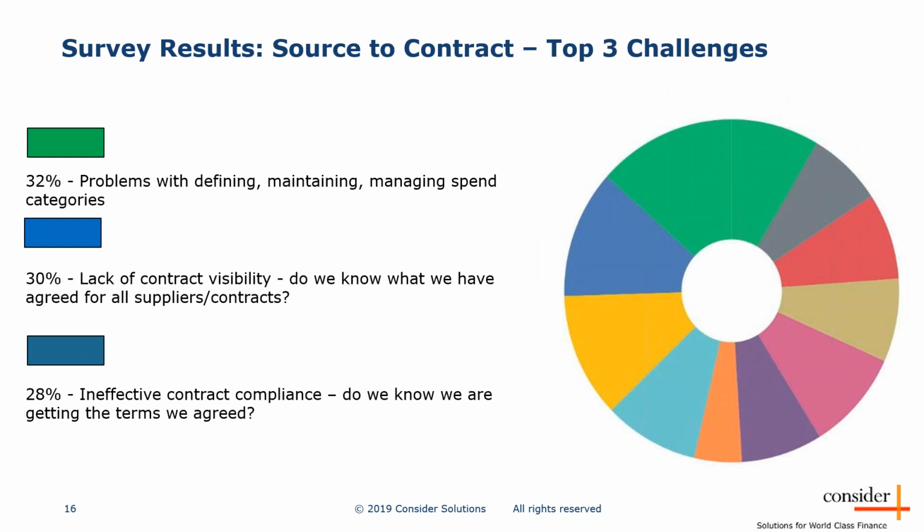Then we said, from a perspective of the front end of the process, procurement, source to contract. So from identifying vendors, choosing selected vendors, contracting with them for the key high value relationships. What are the top 3 challenges? And these were problems with defining and maintaining, managing spend categories. So how do we identify the types of spend that we are going through? That's kind of interesting. Second one is lack of contract visibility. We heard that before, so that's a big recurring issue. And then contract compliance. Do we know we're getting the terms we agreed?